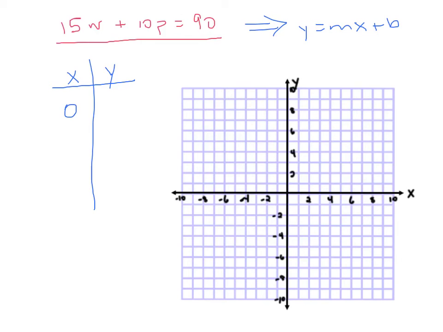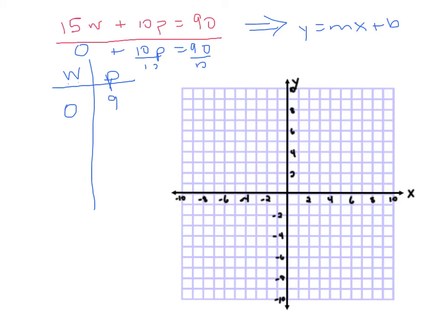So in this case, we don't really have x and y, we have w and p. And it doesn't matter which one is which in combinations. It's not like one independent and dependent. They can be the same. So if we put 0 in for w, we get 0 plus 10p is equal to 90. The 0 cancels out the whole 15w, and we just simply have 10p is equal to 90. We can divide by 10 and get 9.